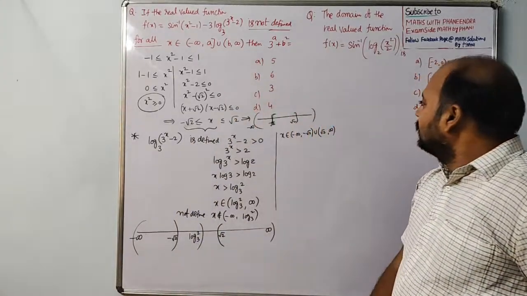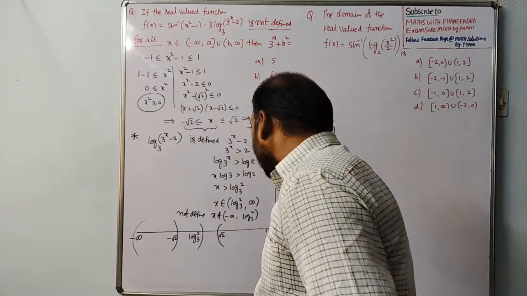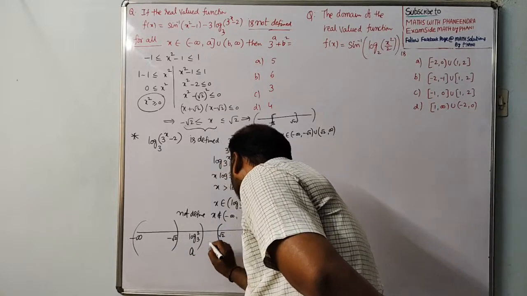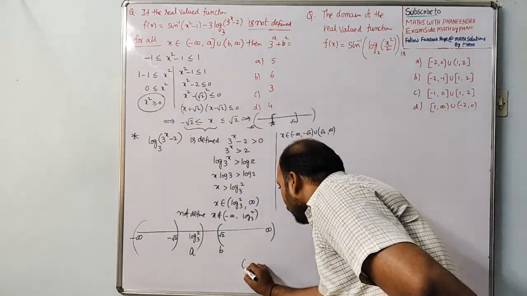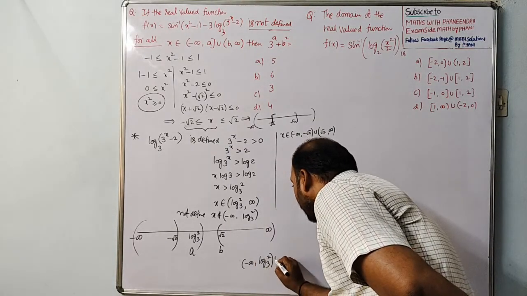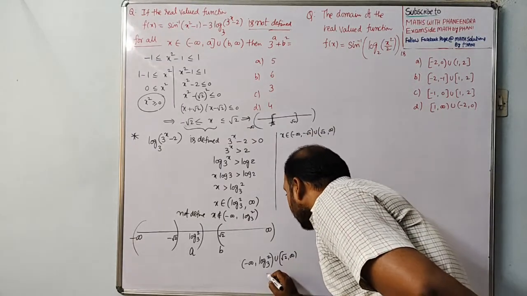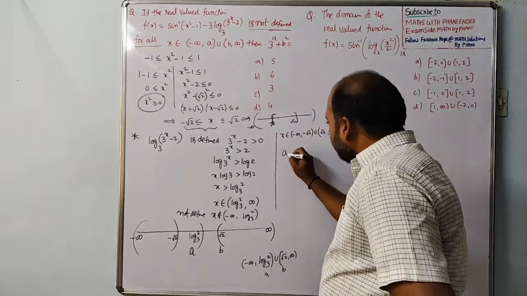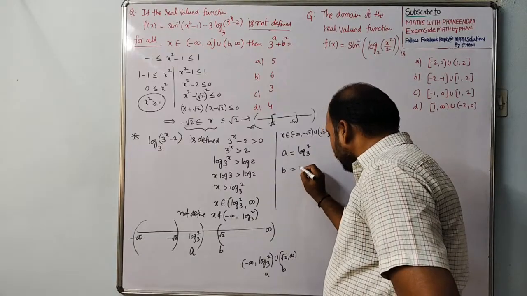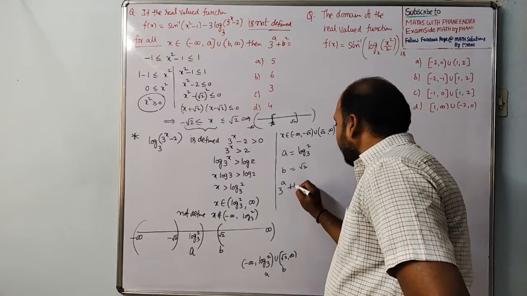Okay, dear students. So from this, what is the common interval we get? The common interval is, this is A, this is B. So from that we can conclude that minus infinity to log 2 to the base 3 union root 2 to infinity. So this is A, this is B. So A is equal to log 2 to the base 3 and B is equal to root 2. So they are asking to find 3 power A plus B square.